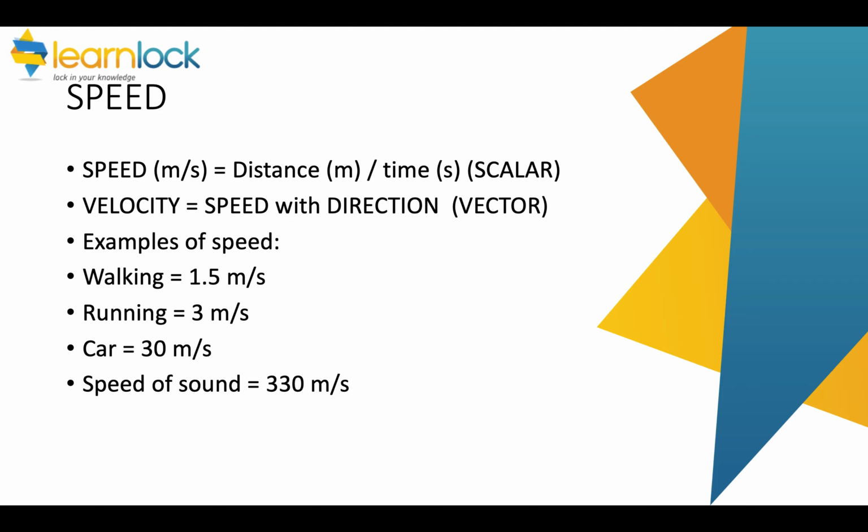Speed. Speed equals distance divided by time. Now, because speed doesn't have a direction, it's a scalar quantity. Velocity is the same as speed but with direction and therefore is a vector quantity.